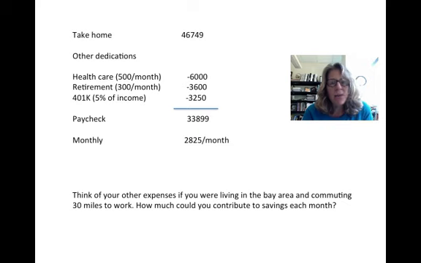And what I'd like you to do is think of all the other expenses you might have if you were living in the Bay Area. Commuting to work, rent, utilities, cell phone, eating out, food, clothes, anything. And if you have loan payments, things like that. And then I'd like you to consider how much you think you'll be able to contribute to savings each month. That will be your assignment.